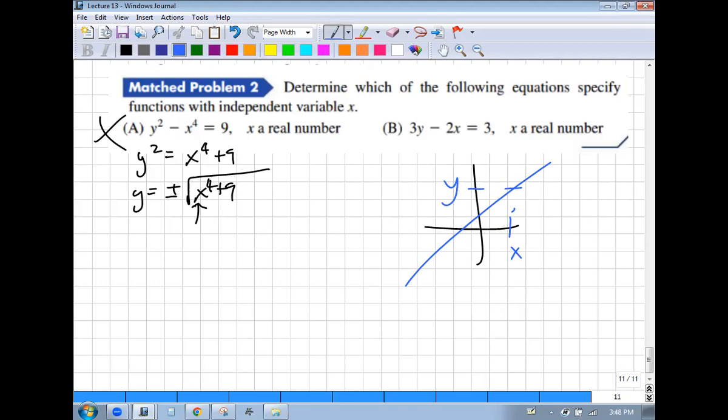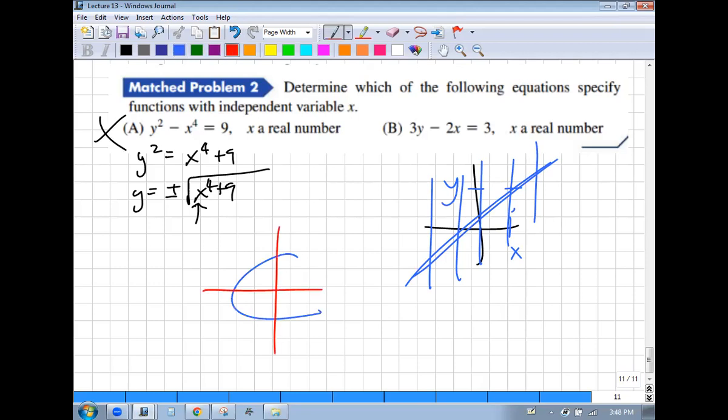Graphically, this means passing the vertical line test. If you draw a vertical line and it only crosses your graph once, then it's a function. So something like this, that's not a function. For this x, I'm getting two different y's. So that's the next thing, vertical line test.